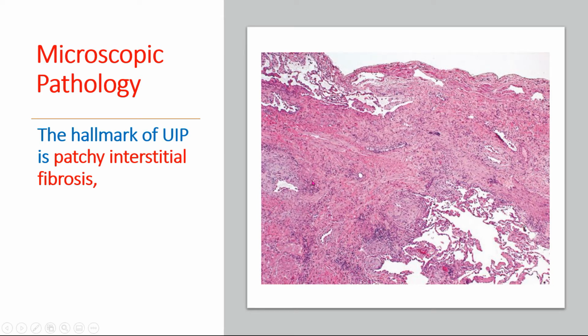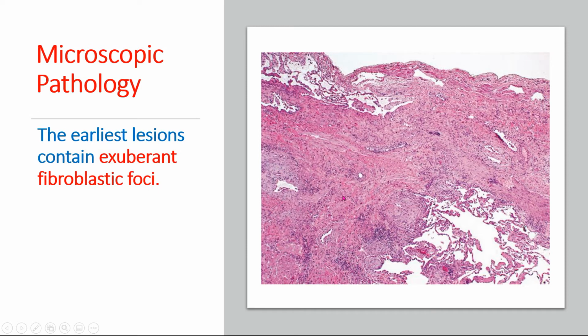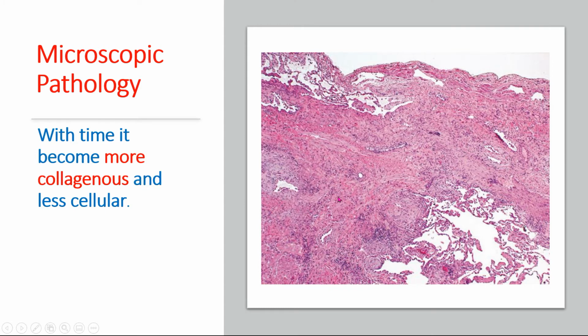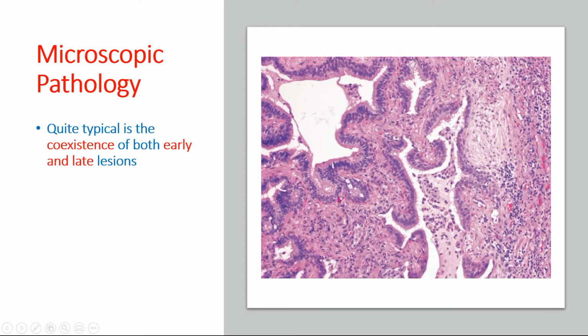The hallmark is the patchy interstitial fibrosis. This patchy interstitial fibrosis, as you can see, has early lesions and late lesions. The earliest lesion contains exuberant fibroblastic foci like this. Here also you can see, and the more collagenous area. You can see here, this is the early lesion. This is the early exuberant fibroblastic foci.